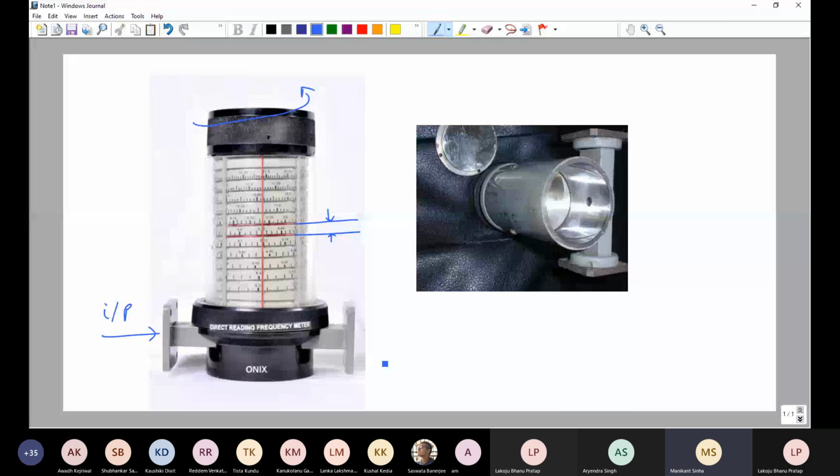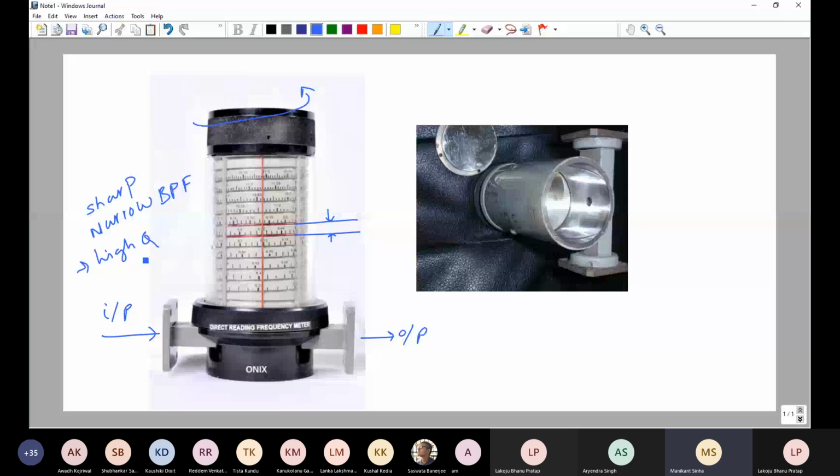And then you give input from the input end, and you take the output from the right hand side. You can do it the other way also. You can give your input power from the right hand side and take the output power from the left hand side. There is absolutely no difference.